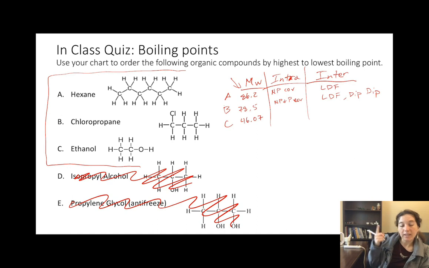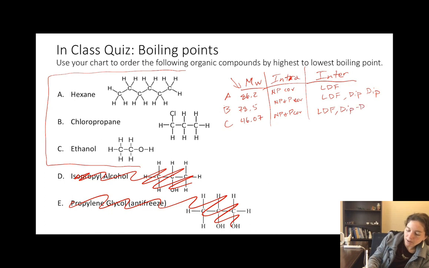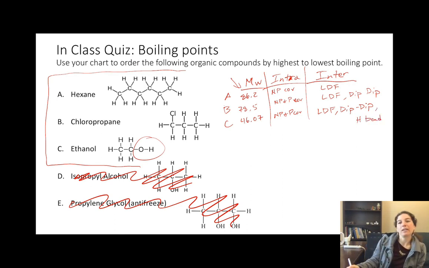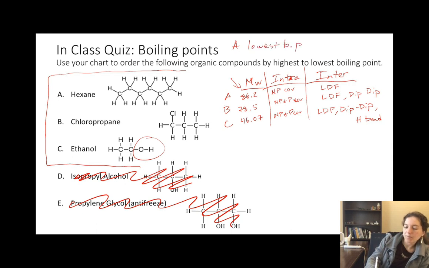And then for the next one, we've got nonpolar and polar covalent. So that means we have LDF and dipole-dipole. But if you look, one of our dipole-dipole forces is an oxygen and a hydrogen, which means it also hydrogen bonds. So these are actually lined up in order for us. The first one has the lowest boiling point. So A is our lowest. And then it goes to B, and then to C.